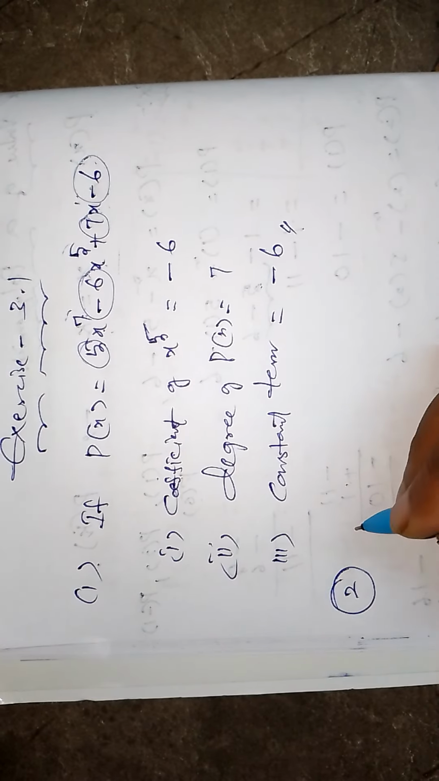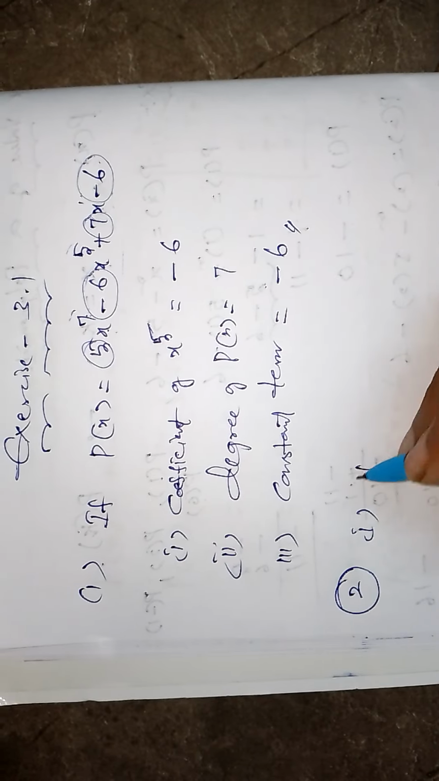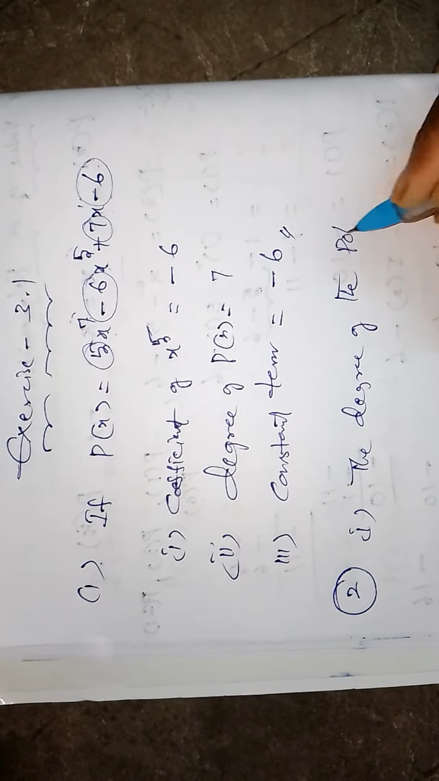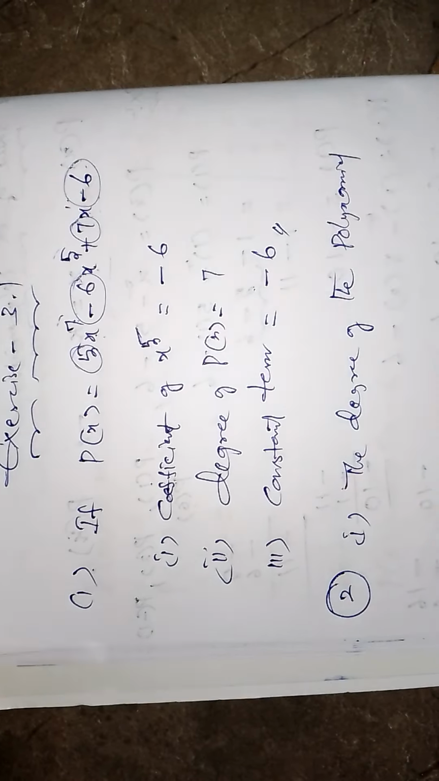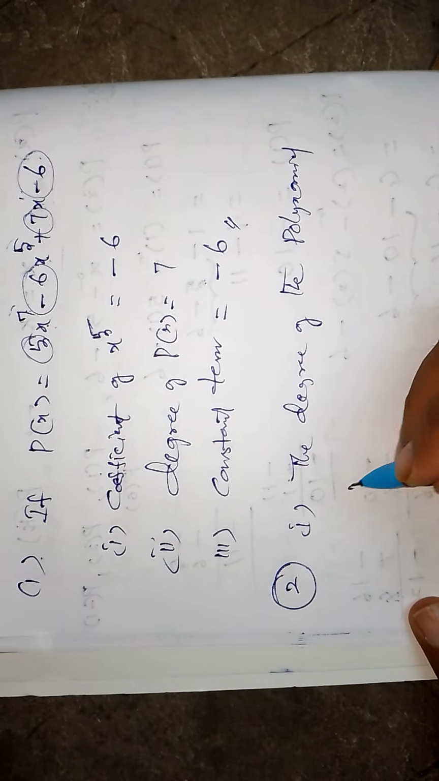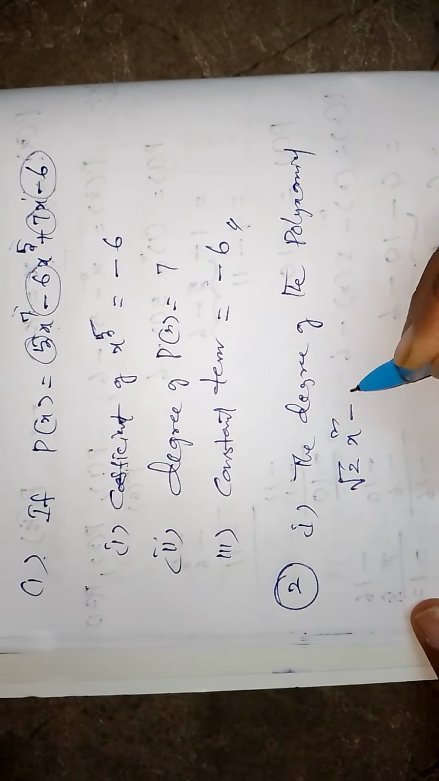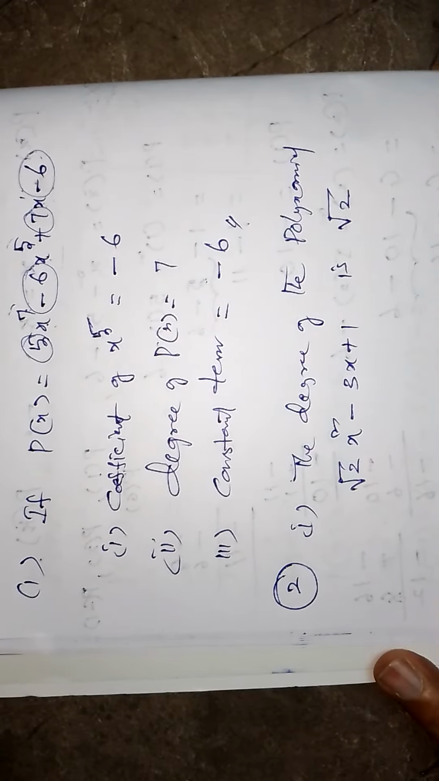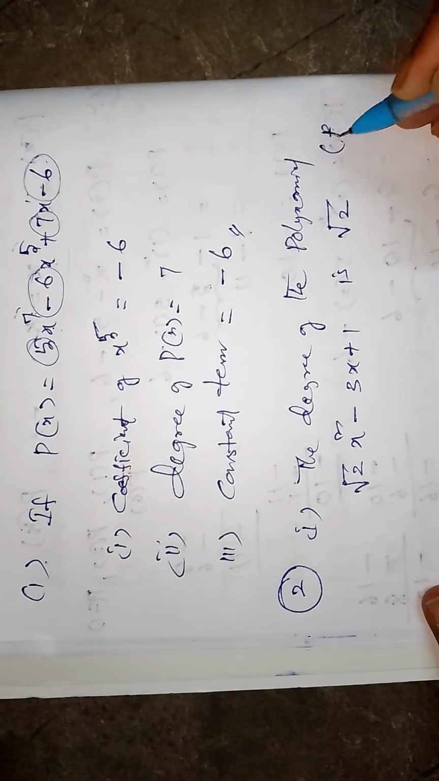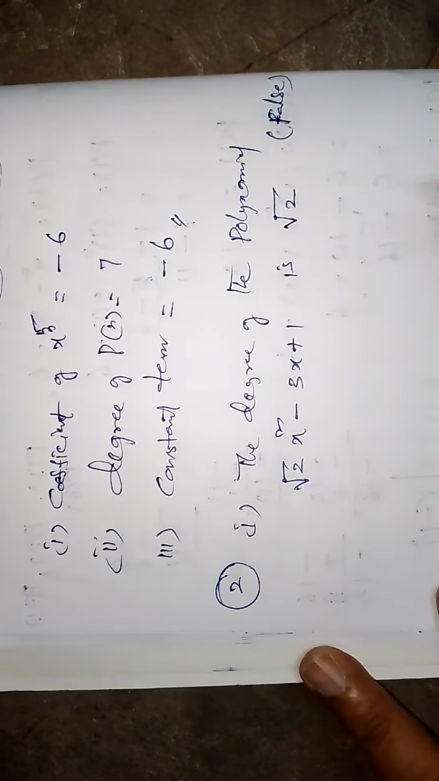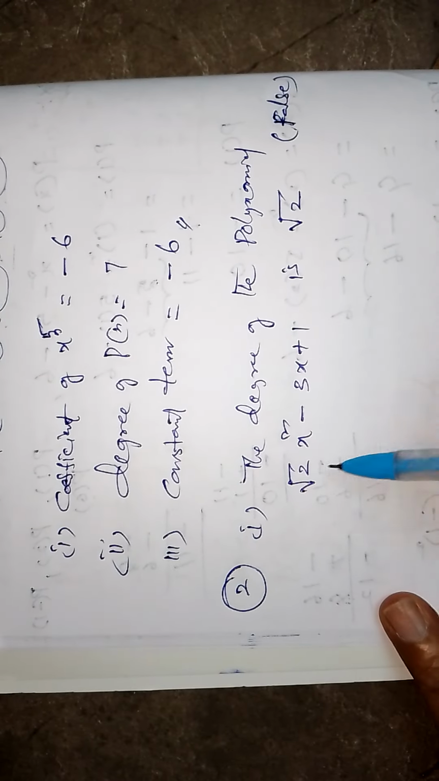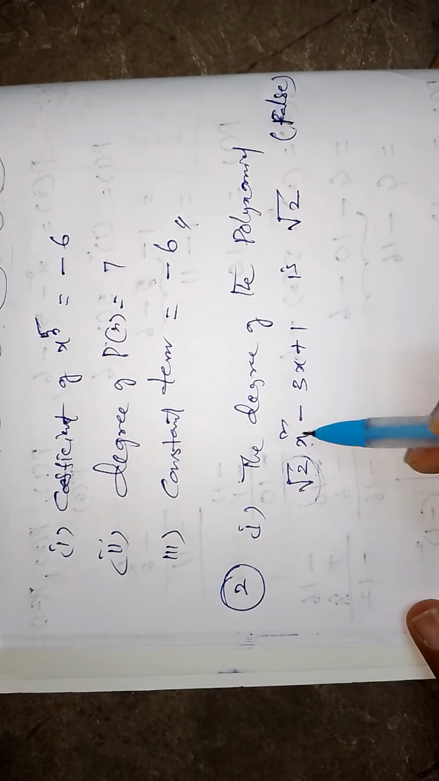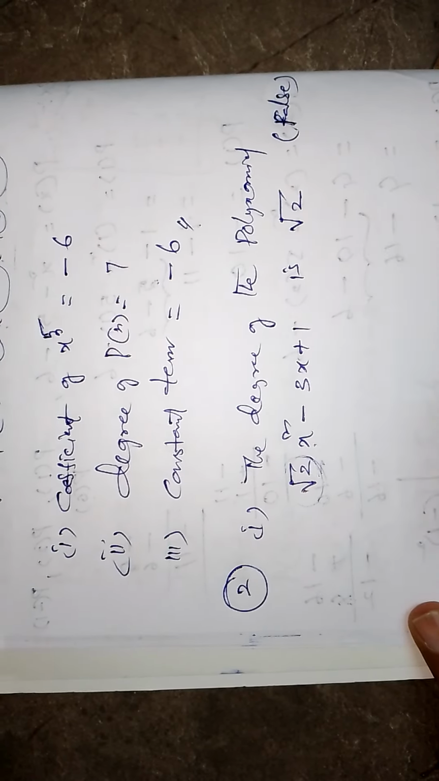Okay, the first statement is: the degree of the polynomial 2x square minus 3x plus 1 is root 2. Is it true? It is a false one. Why? Because the degree means the power of the variable, not root 2. Root 2 is the coefficient of the first term. What is the degree? Degree is 2. The reason is the given statement is false.